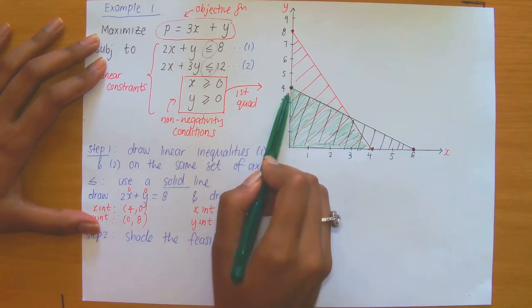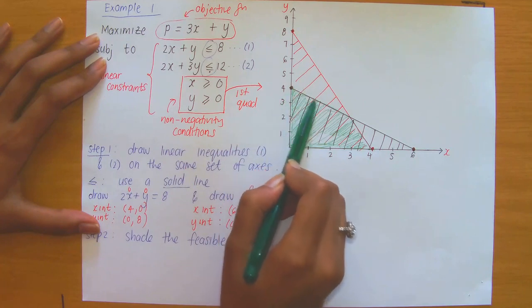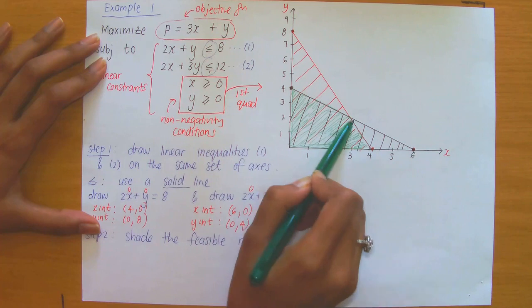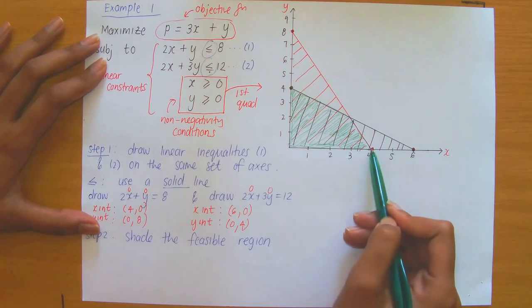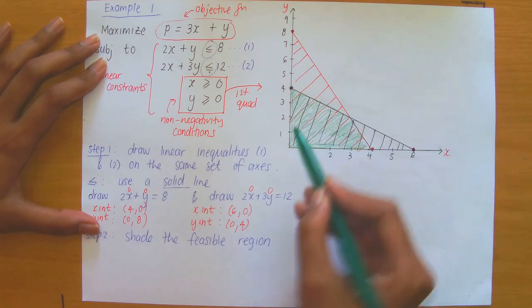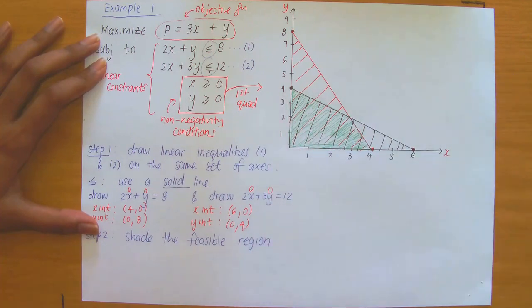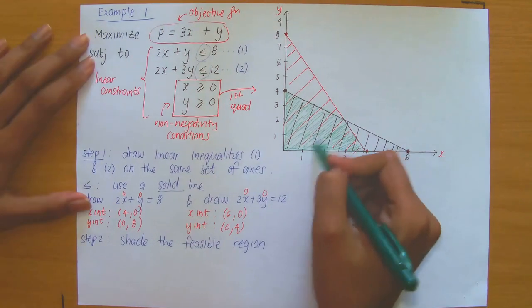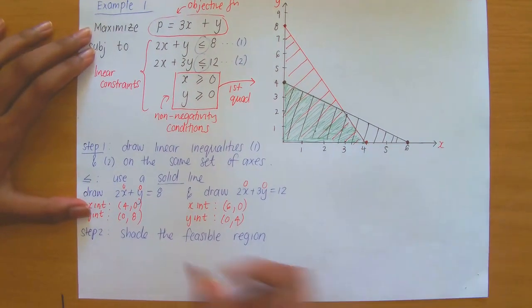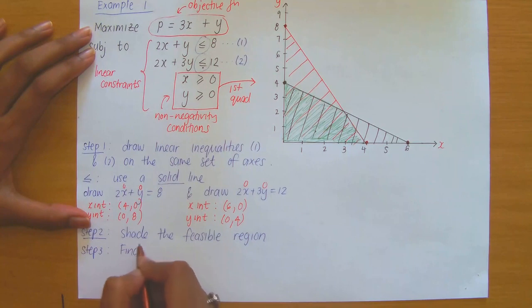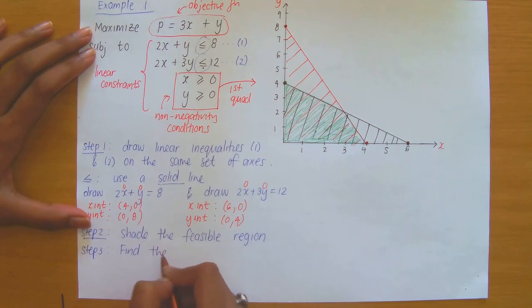The feasible region starts from that point, follows along the line, stops at this point, follows along the next red line to the x-axis, and is bounded by everything. So it's everything above the x-axis and everything to the right of the y-axis. Right, so this is our feasible region. So once we've shaded this feasible region, what is step 3? Step 3 is to find the corner points of the feasible region.